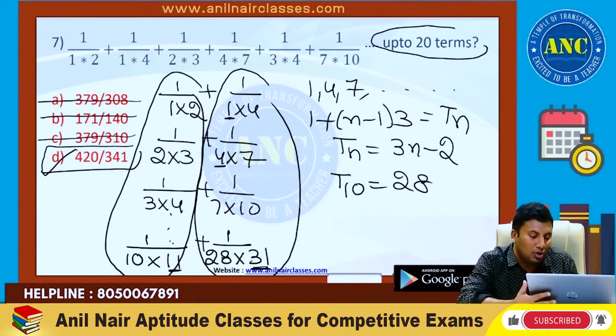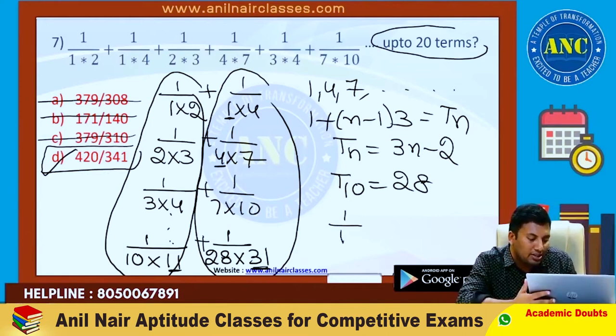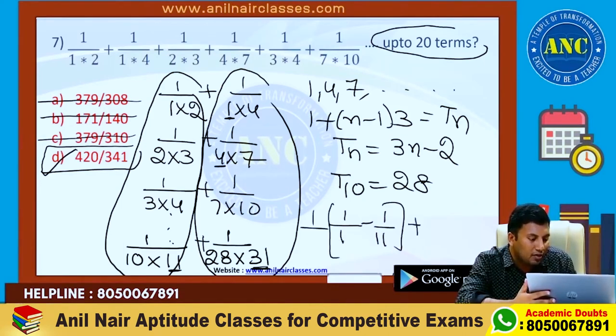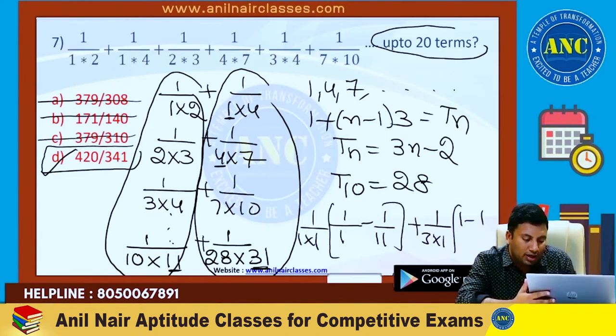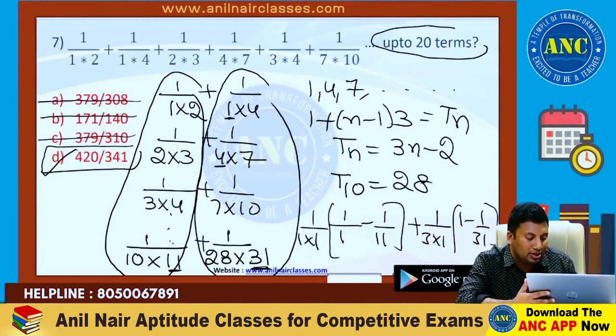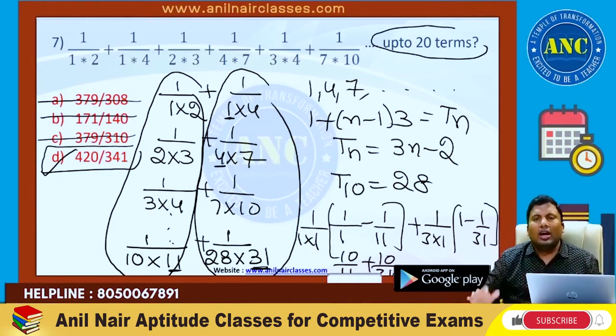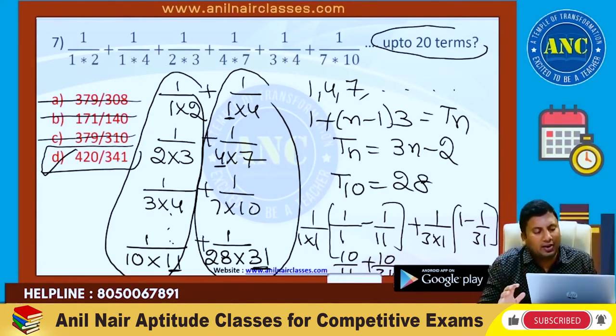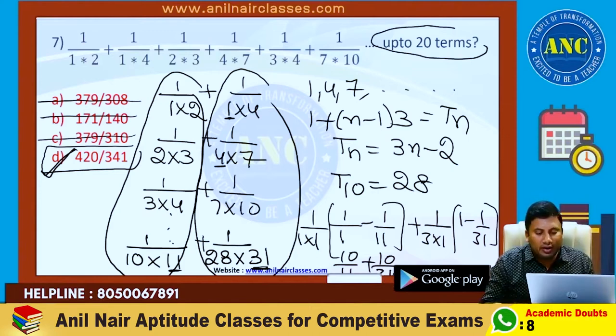Or if you want to do by method 2, it is nothing but 1 − 1/11 + 1/3 × 1 − 1/31. You can do it. This is nothing but 10/11 and this is nothing but 10/31. You can do LCM, feel happy in calculating it and find the answer. So what is the answer for this question? Which is nothing but 420/341. I hope it is clear, right?